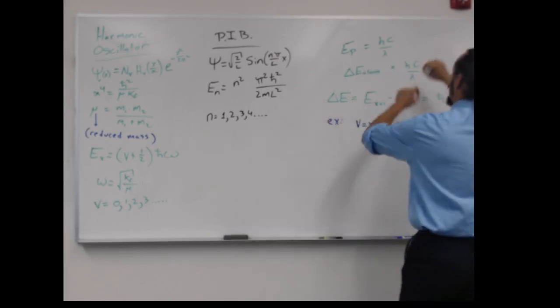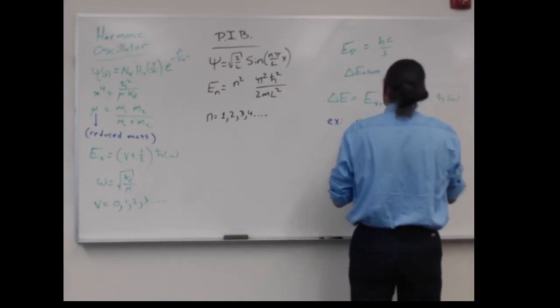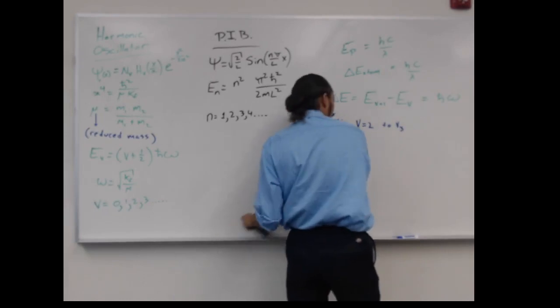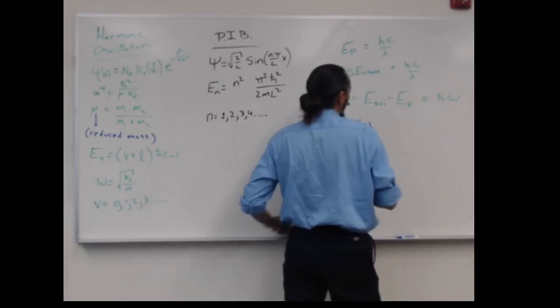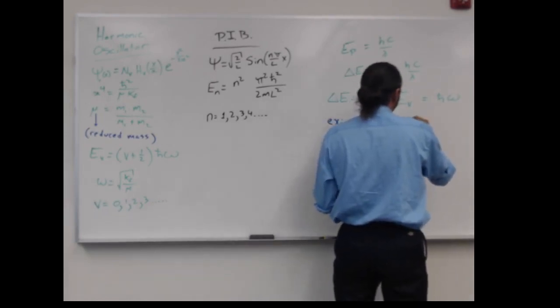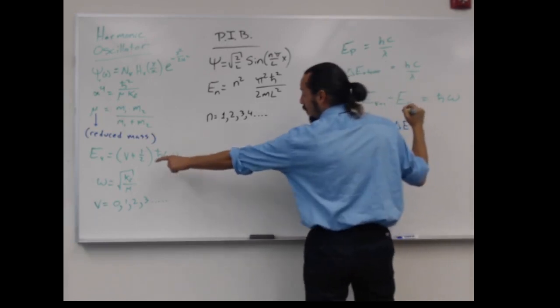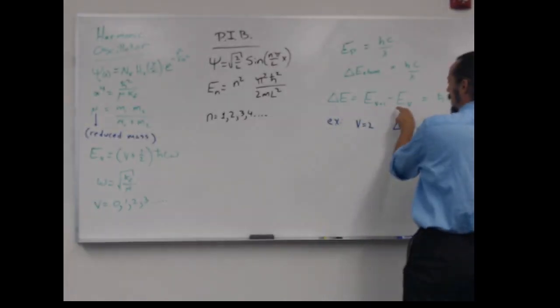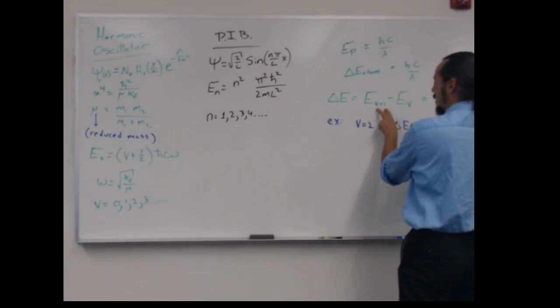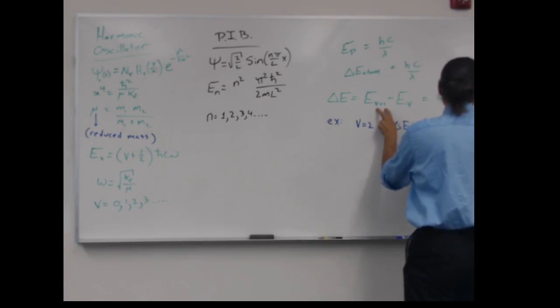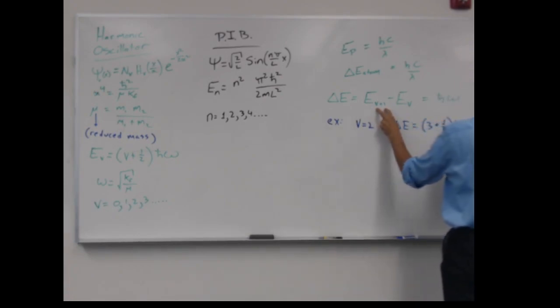Wait, let me think about this. If we're going from V equals 2 to V equals 3, well, that's not how you write that. So if we have V equals 2, we'd have our delta E equal to V plus a half plus 1. So this would be 3 plus a half h bar omega minus 2 plus a half h bar omega.